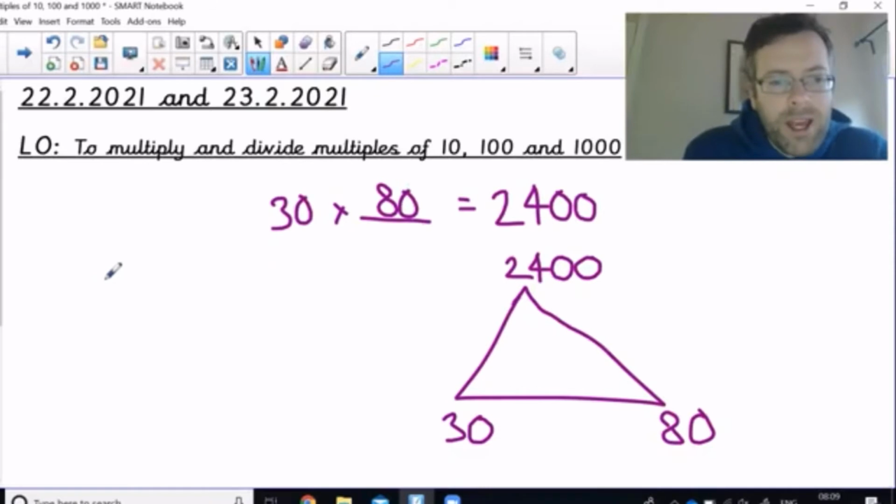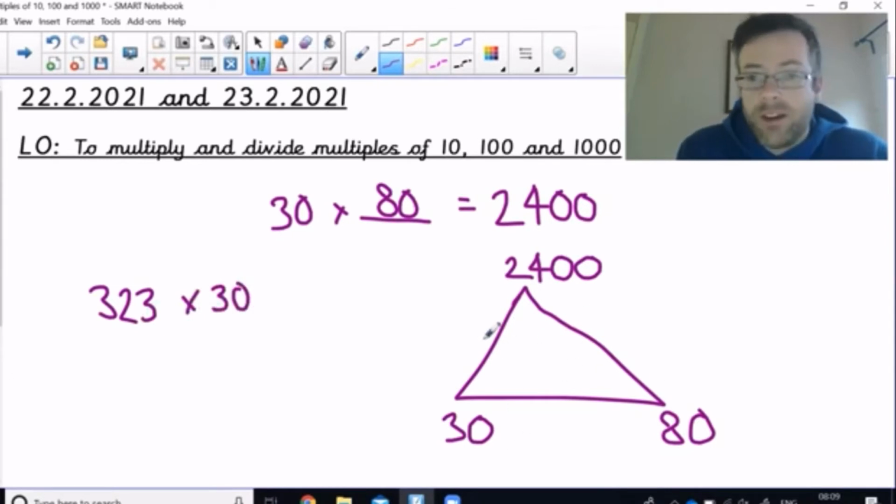If I had a problem like, let's say, 323 times by 30, this method's not gonna help me because there's no easy question there. It's not like there's a 6 times 8 question there. There's no easy one. That's multiplication.